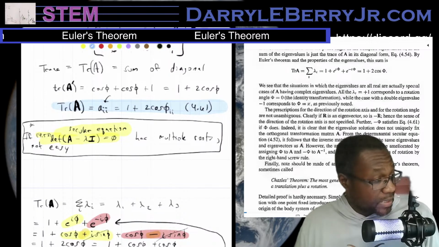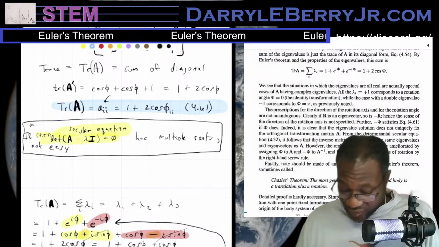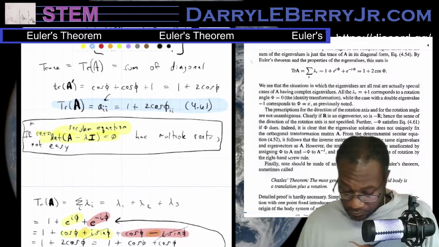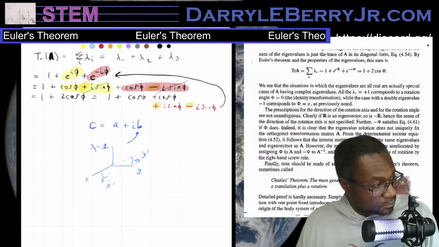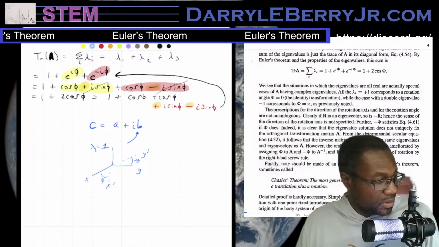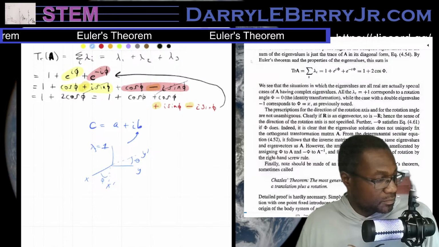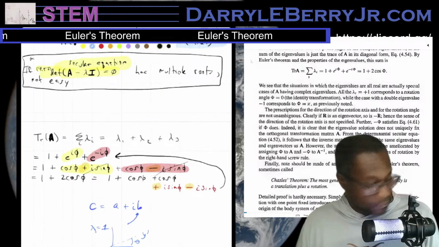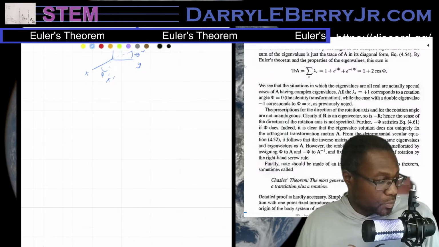Okay. Indeed, it is clear that the eigenvalue solution does not uniquely fix the orthogonal transformation matrix A. From the determinant to secular equation 4.52, which I have there in yellow, and that's the drawing there, it follows that the inverse matrix A negative 1 equals A transpose, which has the same eigenvalues and eigenvectors as A. However, the ambiguities can at least be ameliorated by assigning phi to A and negative phi to A inverse, and fixing the sense of the axes of rotation by the right-hand screw rule.